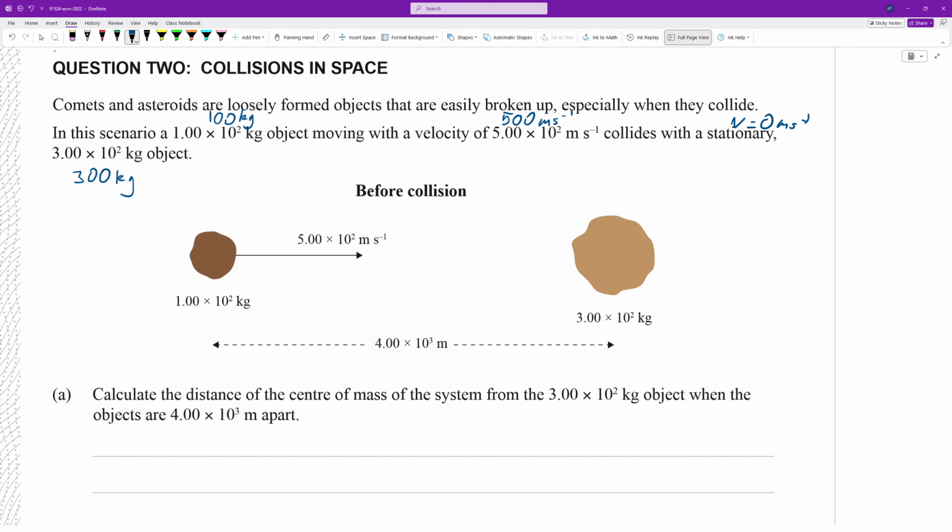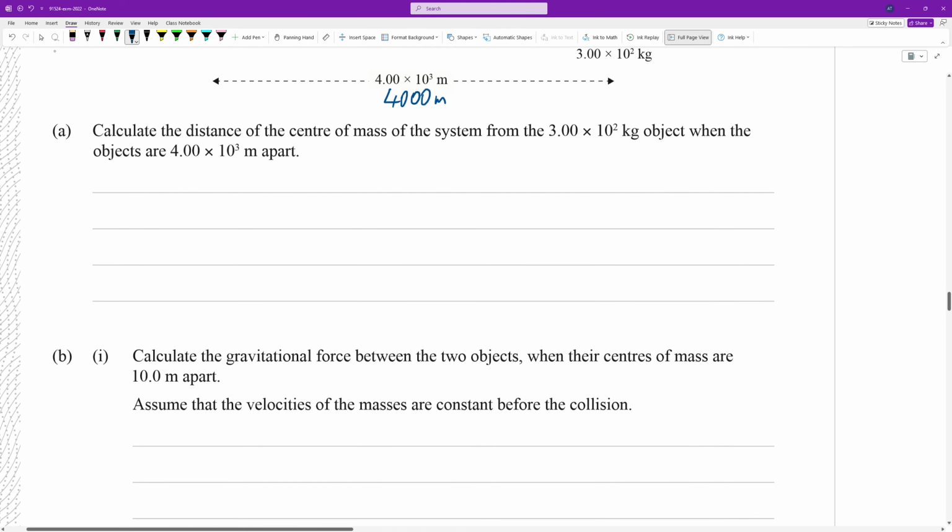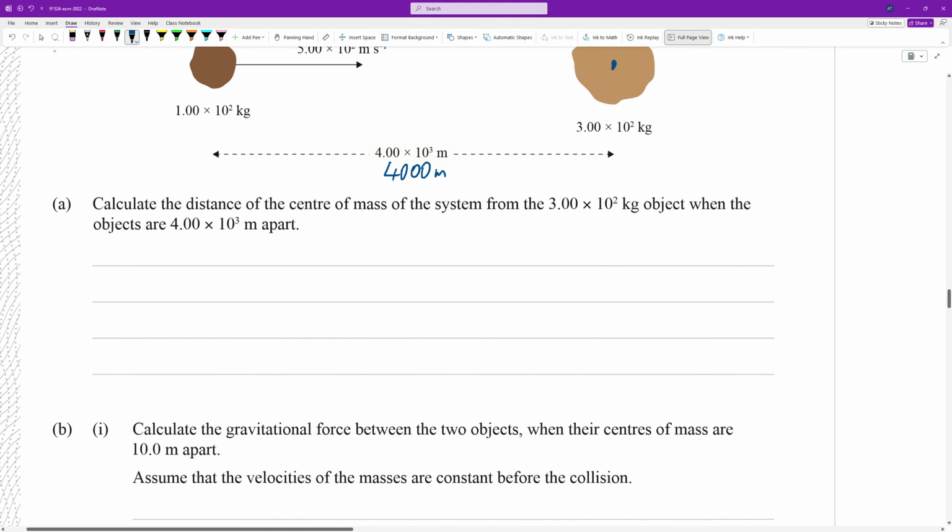In question A, calculate the distance of the center of mass from this object, from the 300 kilogram object, when they are 4,000 meters apart. So it's a center of mass calculation question. So you should start by looking in your formula sheet and recognizing the center of mass equation. So let's write that out.